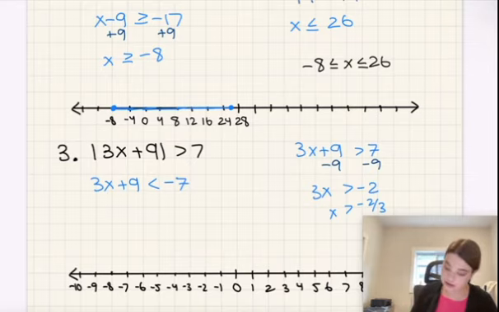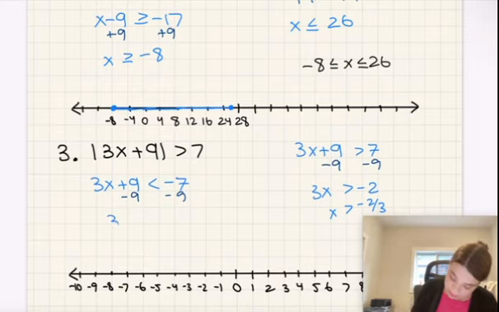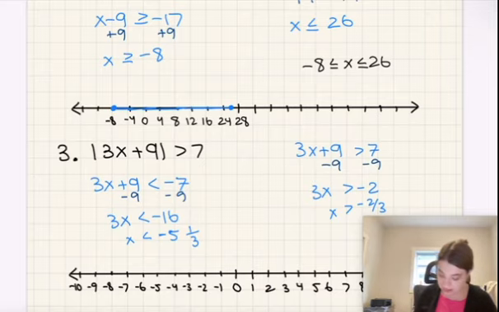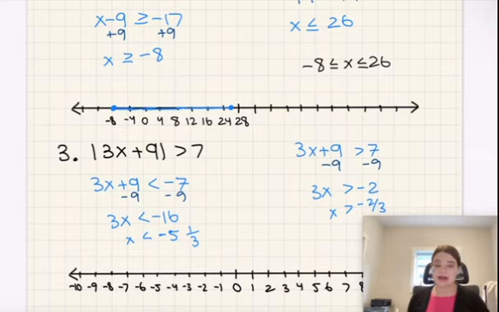Next, we're going to do the other one. So we're going to subtract 9 from both sides. So same step again. 3x is less than negative 16. And then we're going to divide by 3 on both sides and get x is less than, let's see, negative 5 and a third in that case. Because, yeah, negative 16 over 3 is the same as negative 5 and a third. Okay, so you'll notice here these two things are not together. x must either be greater than negative 2/3 or less than negative 5 and a third.